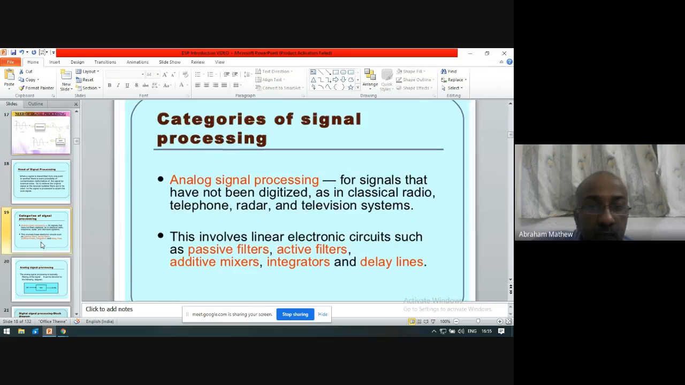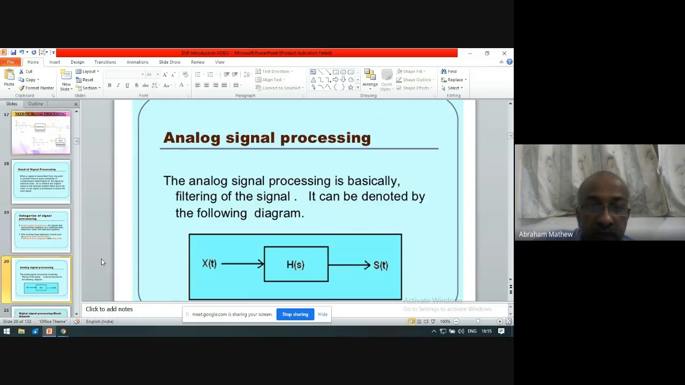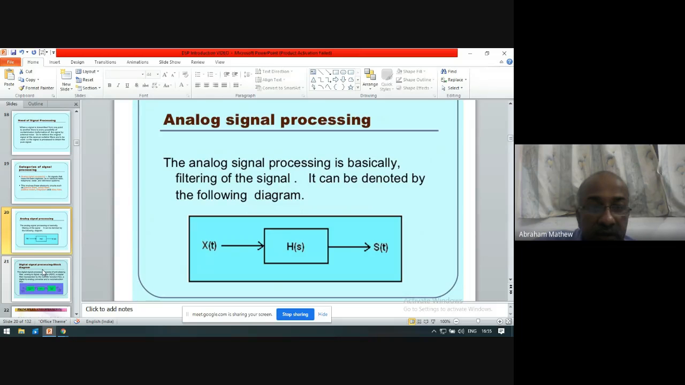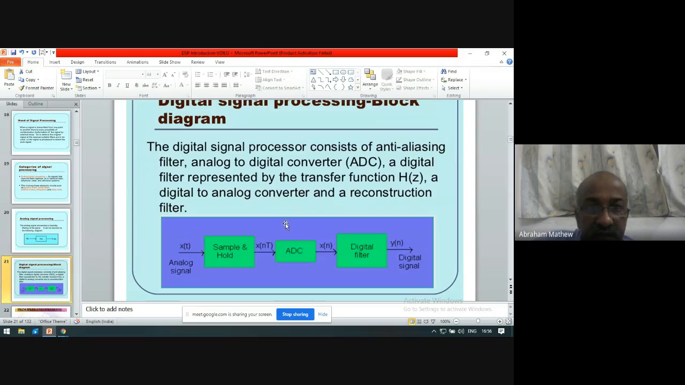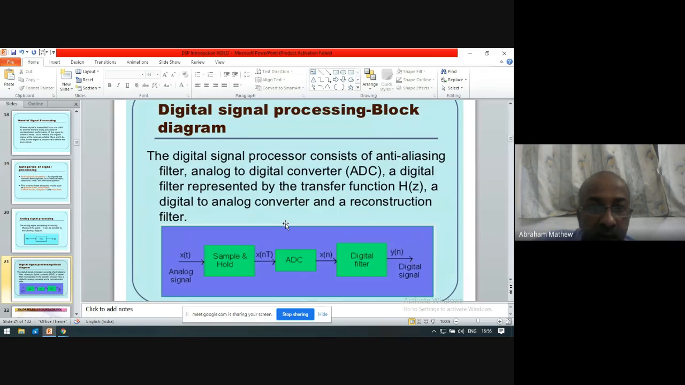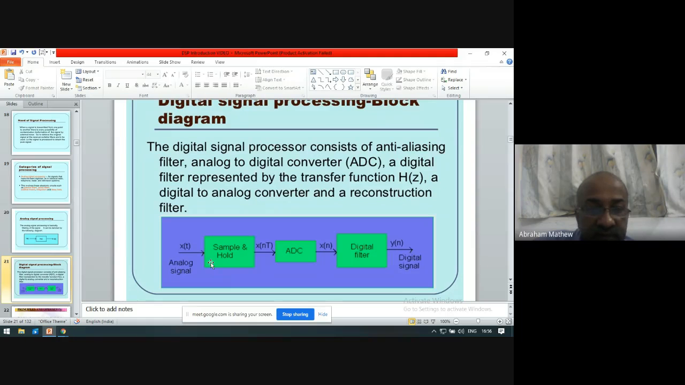We know that signal processing can be broadly classified as analog signal processing and digital signal processing. So we are interested in digital signal processing. So let us focus our attention on DSP, digital signal processing. This is the block diagram of a DSP, digital signal processing.